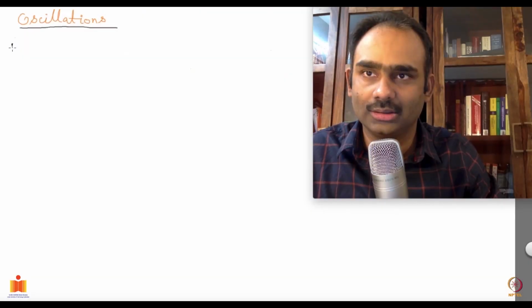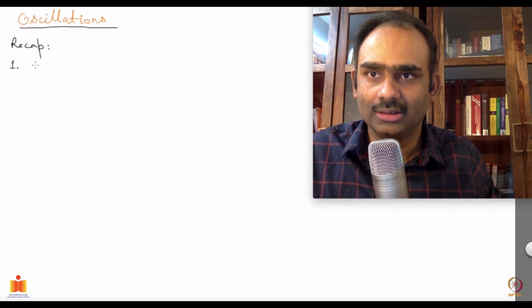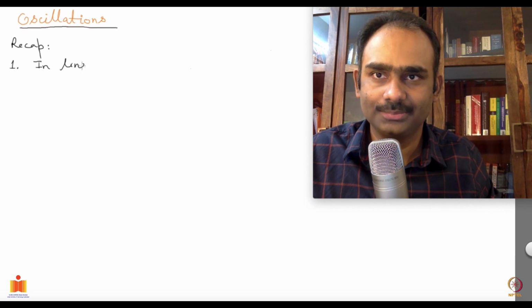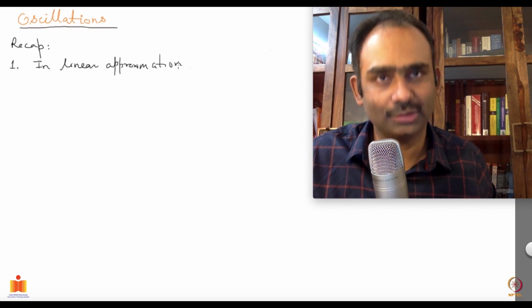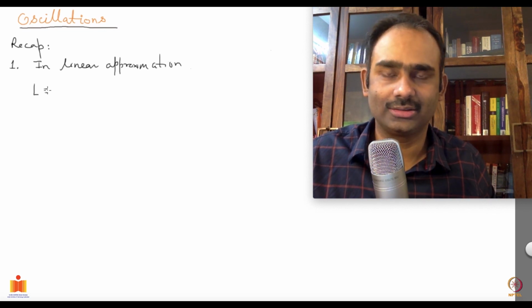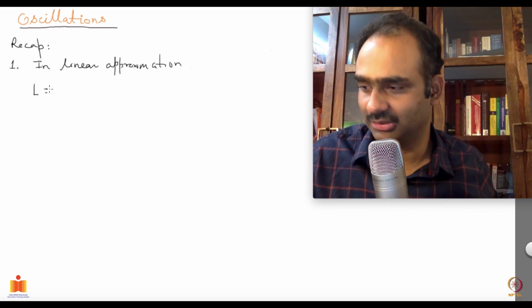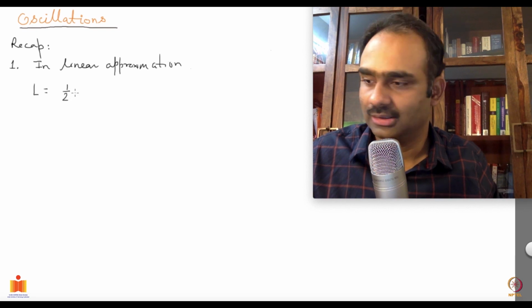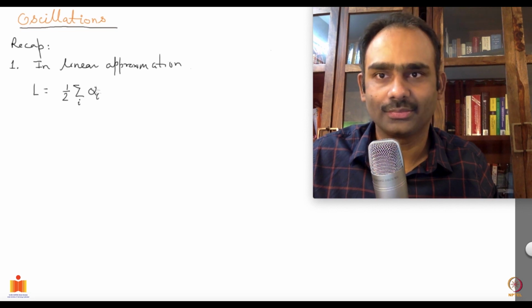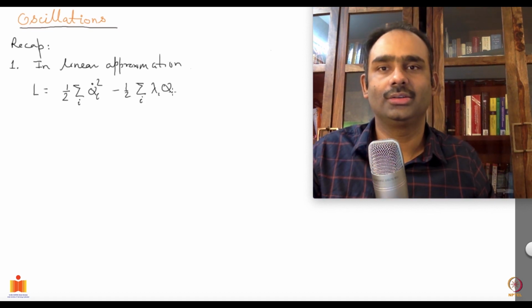Let me do a quick recap and then we'll proceed further. So let me write recap. As I said just now, in linear approximation, okay, the linear approximation for equations of motion near the equilibrium configuration, which was set at q equal to 0, so all the generalized coordinates are 0, and the potential energy is also assumed to be 0 there, or not assumed, it's set to be 0 there. Then you can write down the Lagrangian in the following form: half summation over i of q_i dot square minus half summation over i lambda_i q_i square.